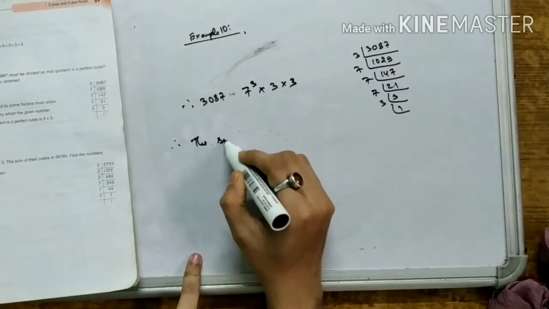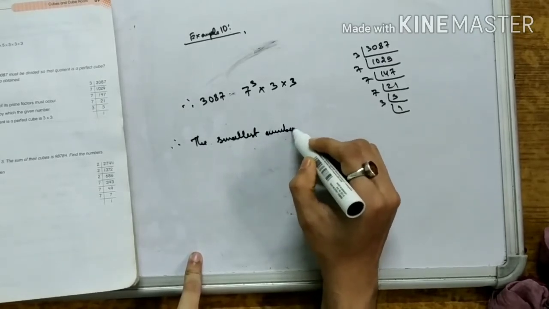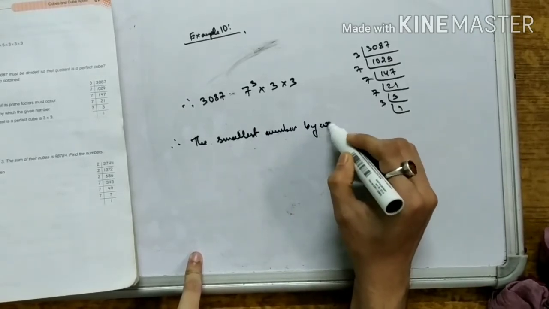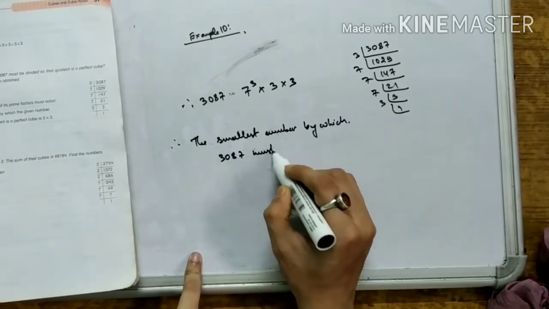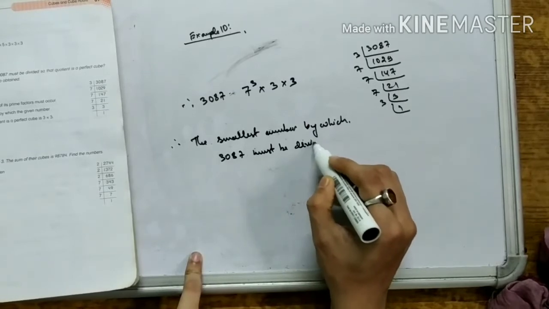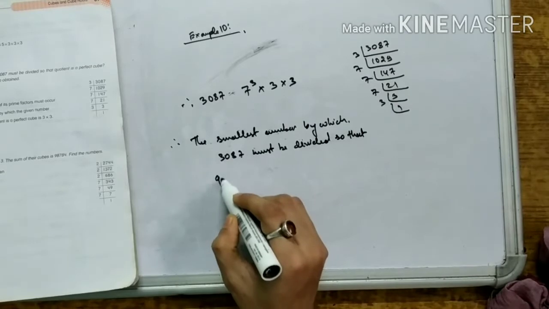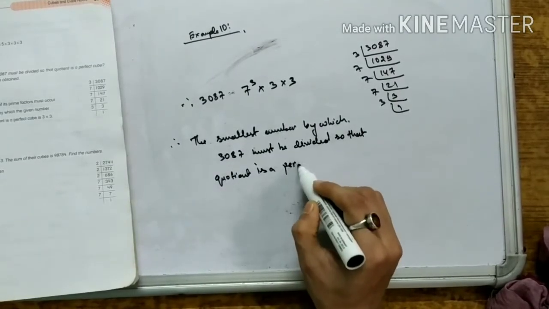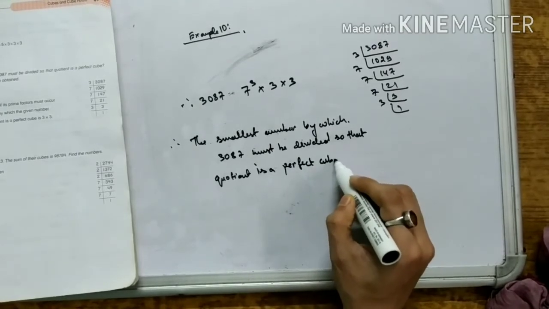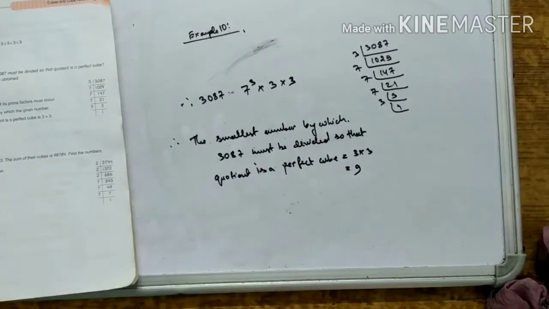So therefore the smallest number by which 3087 must be divided so that the quotient is a perfect cube is 3 into 3 equals 9. I will have to divide 3087 by 9.